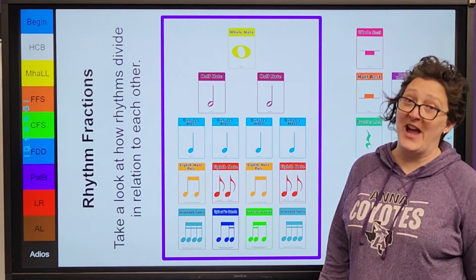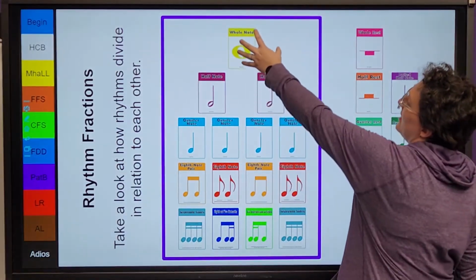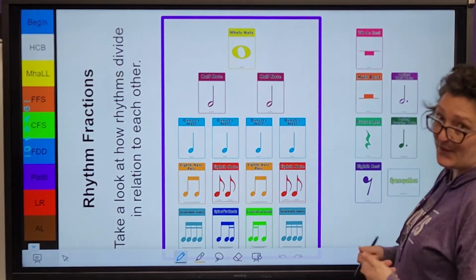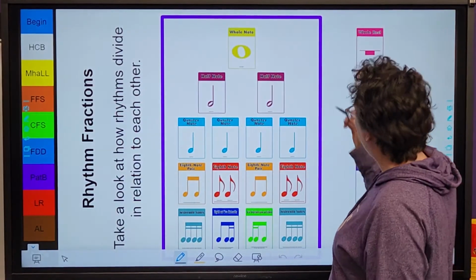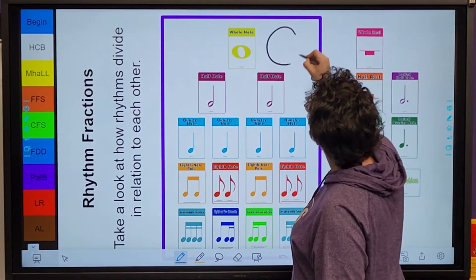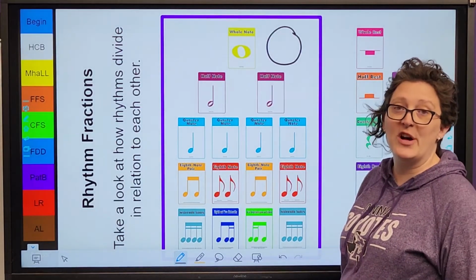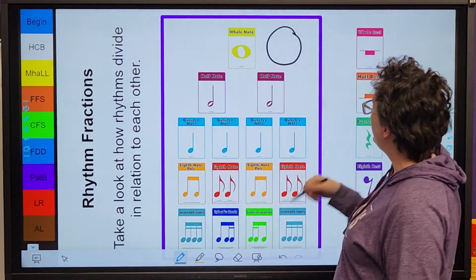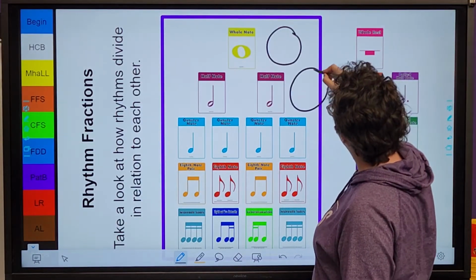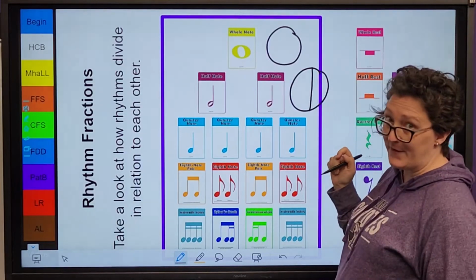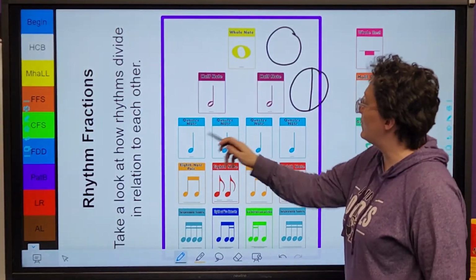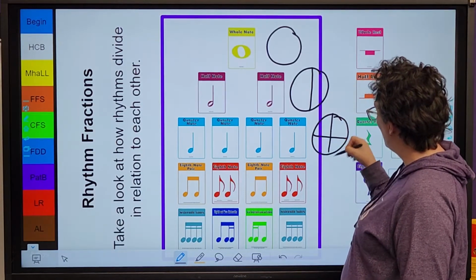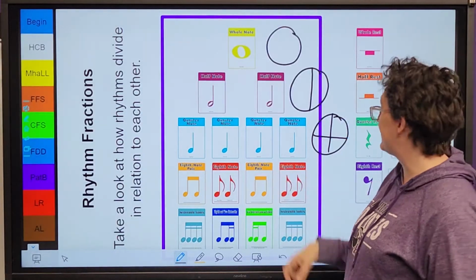And it's a lot like fractions, okay? So up here is my whole note. And if I imagine that as a fraction or a pizza or a cookie, then I would have 1 whole pizza or 1 whole cookie. My half notes, there are 2 of them, so that takes my cookie and divides it in half. My quarter notes, 1, 2, 3, 4, take my cookie and divide it into quarters. That's why they're called quarter notes.